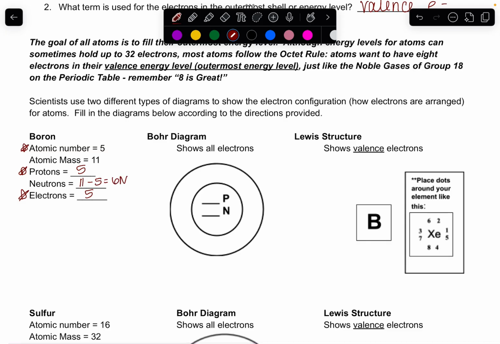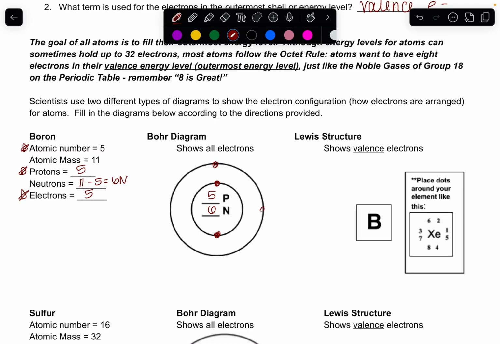neutrons left. I'm going to put my protons and my neutrons in my nucleus, and then I'm going to place my electrons. I need to place 5 electrons. My inner level can only hold 2. We'll do 1, 2. I still need to place 3 more. So I'm going to go back up to the top.